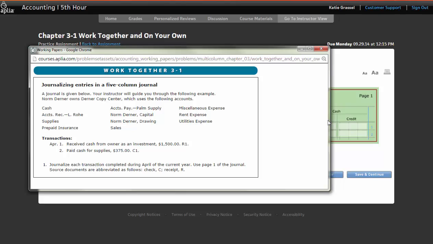Did I give you my C check hint yet? If I didn't, you're going to love me. There's 3 C's: C check, C cash, C credit. So if your source document is a C, you know you have to affect cash as a credit. Okay? So just to be aware of that.